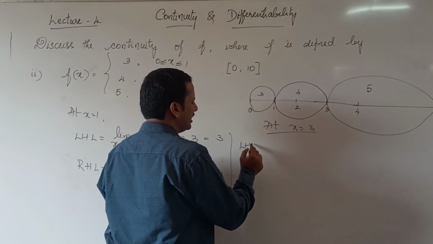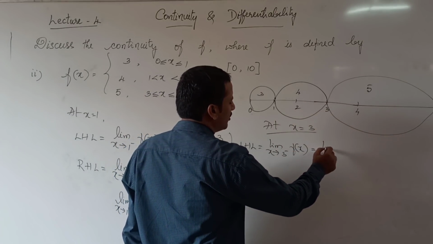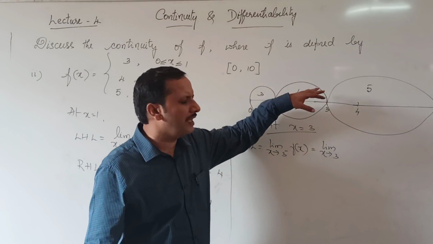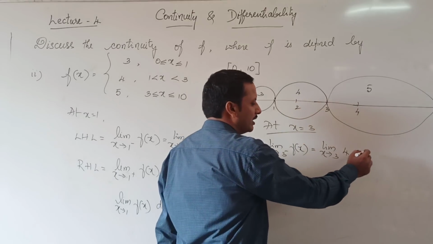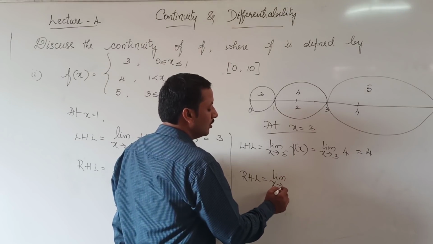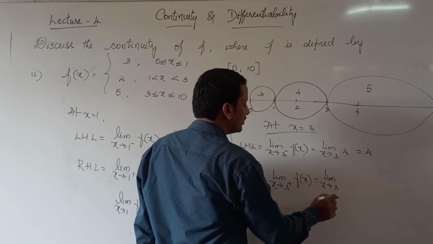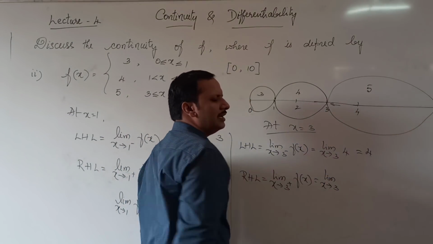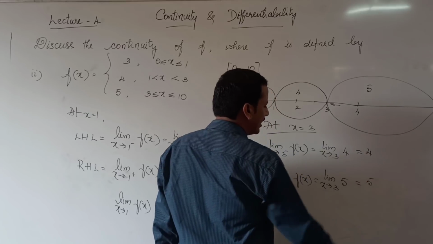So here left hand limit is equal to limit x tends to 3 minus f of x. That's equal to limit x tends to 3, x is approaching 3 from the left side. When x approaches 3 from the left side, in that region the function is defined as 4. So when I apply the limit here, we get 4. Then right hand limit is limit x tends to 3 plus f of x. That is equal to limit x tends to 3, x is approaching 3 from the right side, which means x is very close to 3 but greater than 3. There the function is defined as 5.